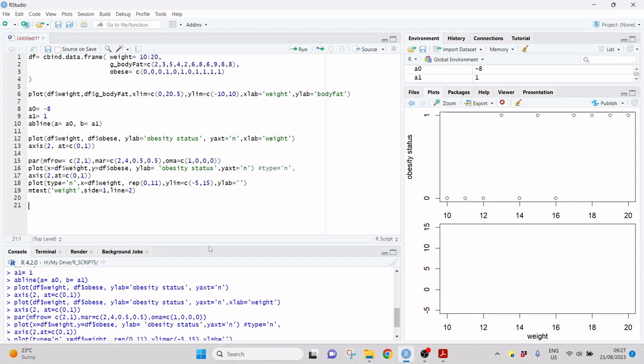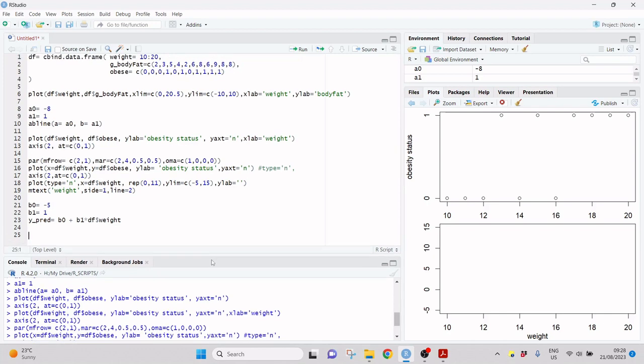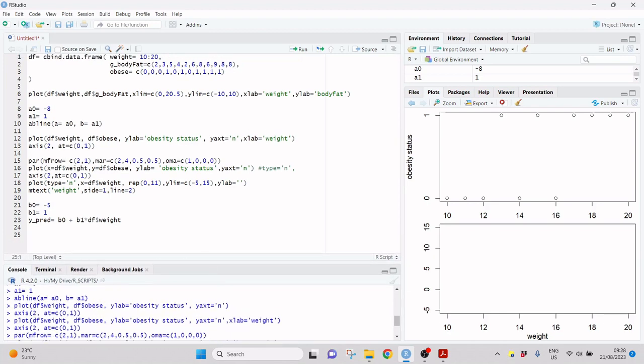So again, we put an intercept, and I'll just put it at -5, and we'll take the slope, and I'll just put it at 1. And then in this case, I call this the predicted value by the line, which is intercept plus slope times our explanatory variable. And then we can put this into our lower plot as a line. Here I'm just making sure that it's actually getting put into the lower plot.